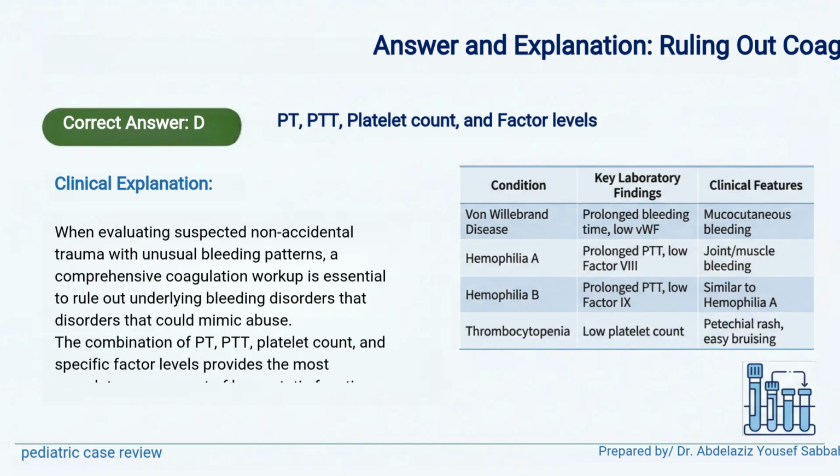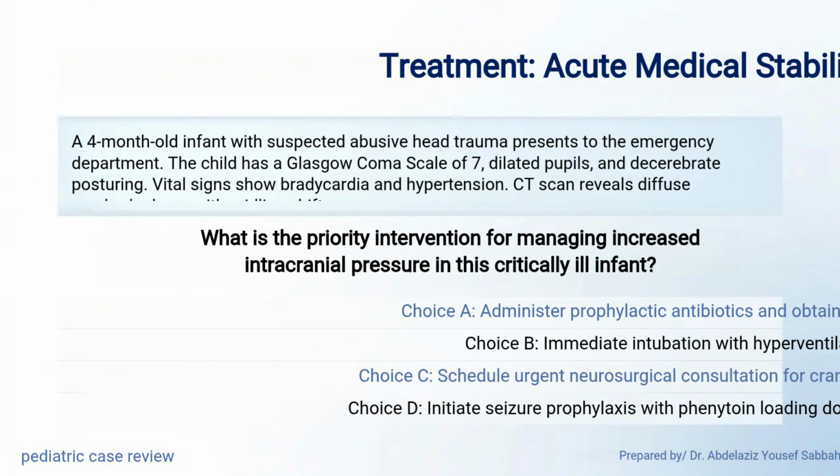It is critical that these medical mimics are systematically excluded before a diagnosis of non-accidental trauma is confirmed, while also recognizing that the presence of a bleeding disorder does not automatically exclude abuse. Case 10. A 4-month-old infant with suspected abusive head trauma presents to the emergency department. The child has a Glasgow Coma Scale score of 7, dilated pupils, and decerebrate posturing. Vital signs show bradycardia and hypertension. Computed tomography scan reveals diffuse cerebral edema with midline shift.